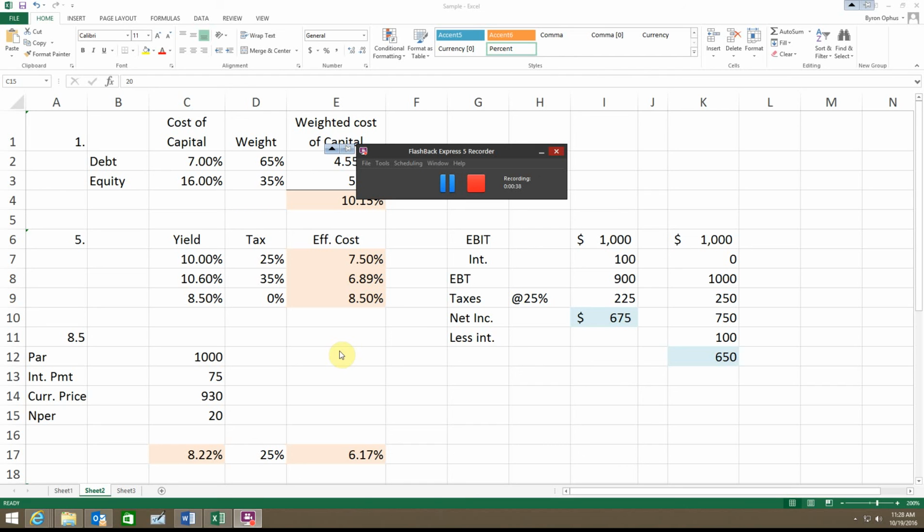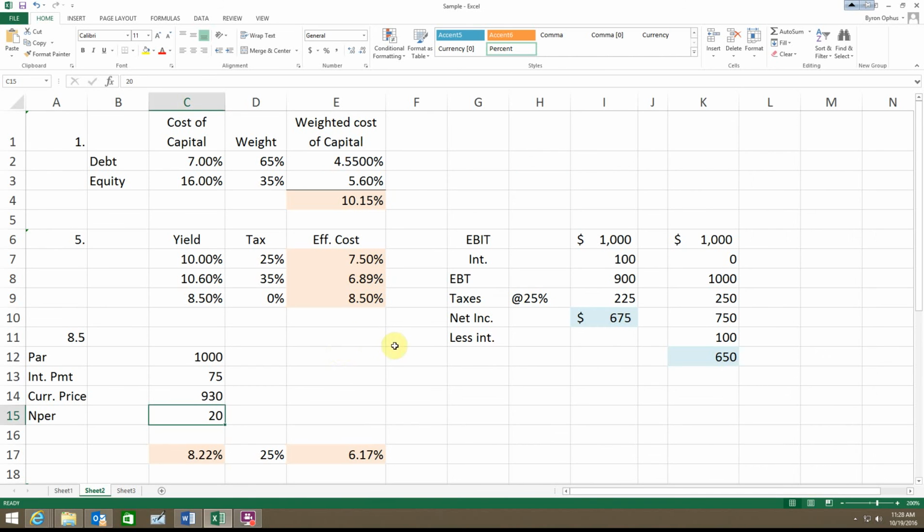They might do that if they have a call feature on their bond. We haven't talked much about call features, and we probably won't talk a lot about them, but it's possible. If they had a call feature, they could pay off that bond and then reissue some new debt. So maybe that's why they did it.